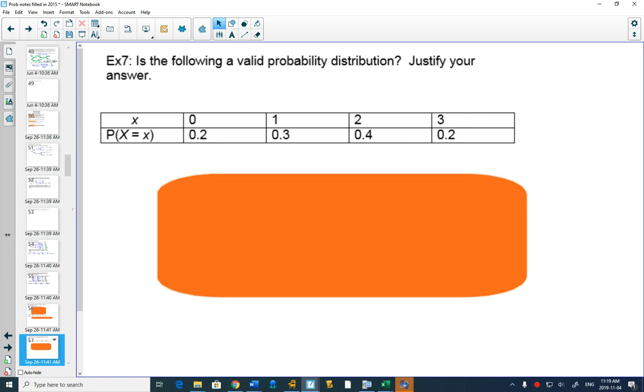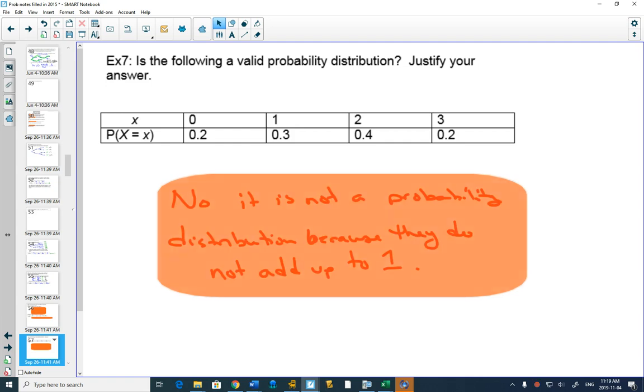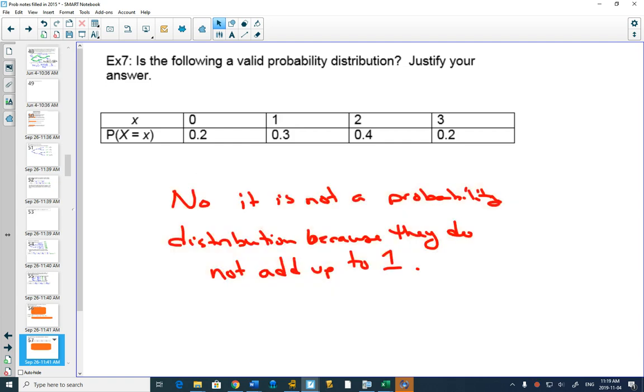Is the following a valid probability distribution? Could this happen? Why not? Doesn't add up to 1. So this is not a realistic probability distribution.